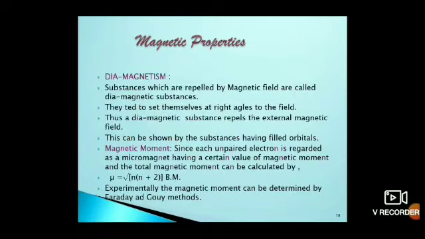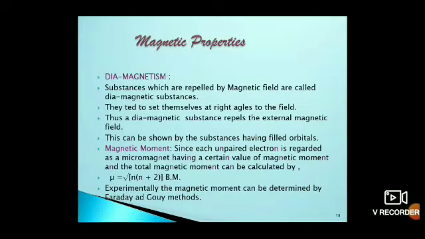So next is diamagnetism, the substances which are repelled by the magnetic field. That means when a substance is kept in an external magnetic field, it arranges itself in a perpendicular direction to that of the external magnetic field. So they tend to set themselves at right angles to the field. Thus a diamagnetic substance repels the external magnetic field, and this is shown by substances having filled orbitals. So this is about paramagnetism and diamagnetism.